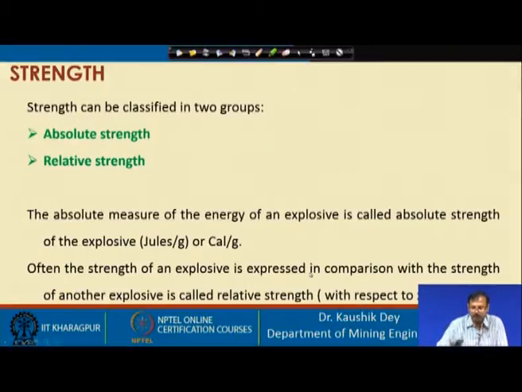Often the strength of an explosive is expressed in comparison with the strength of another explosive whose strength is known, and this is called relative strength. With respect to explosive X, whose strength is known to us, or which we can consider as a base or standard explosive, if we express the strength of some unknown explosive as a proportionate ratio of that explosive, it is called the relative strength.